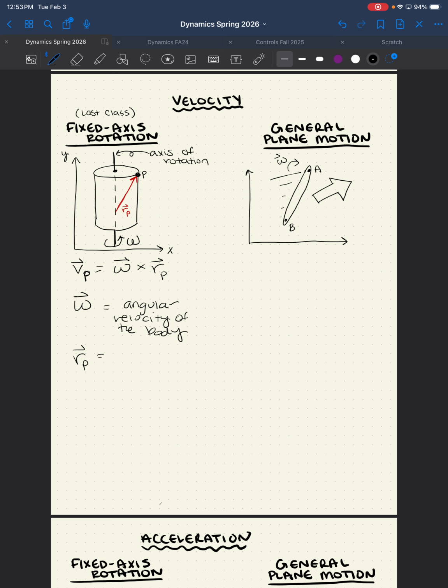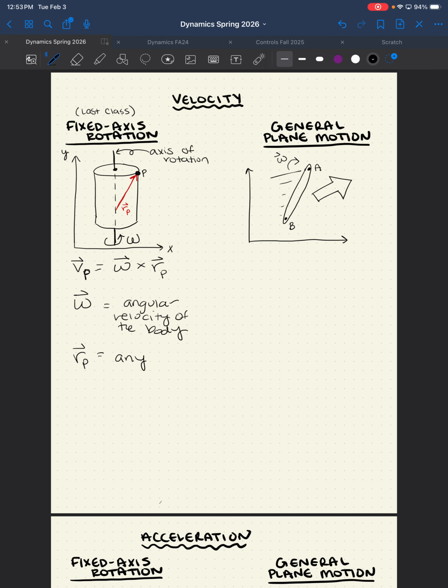Who remembers how I describe r? The vector that goes from where to where? Anywhere on the axis to the point. Anywhere on the axis of rotation to the point I'm concerned about. Very good, Annabelle. Any vector from the axis of rotation to the point P.